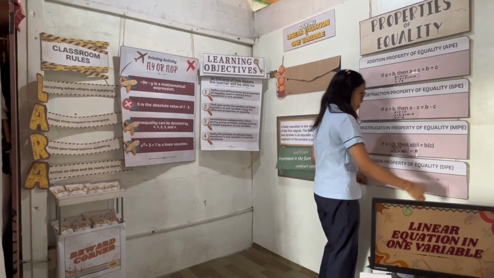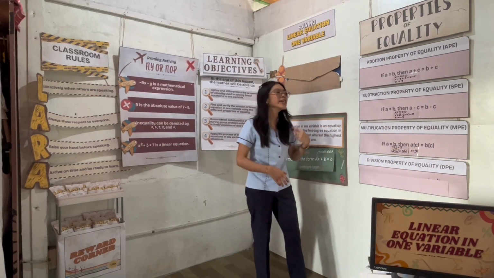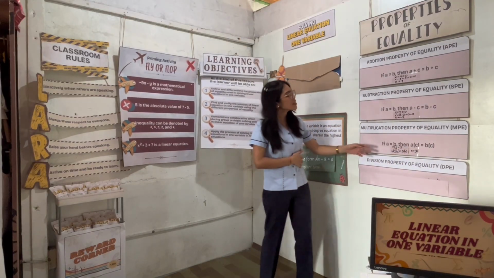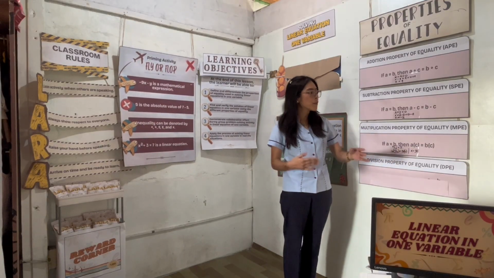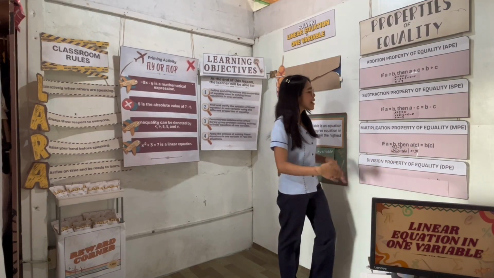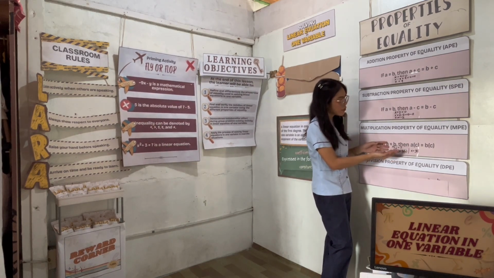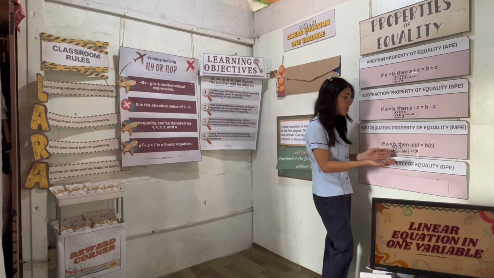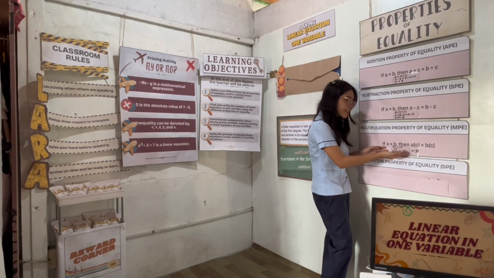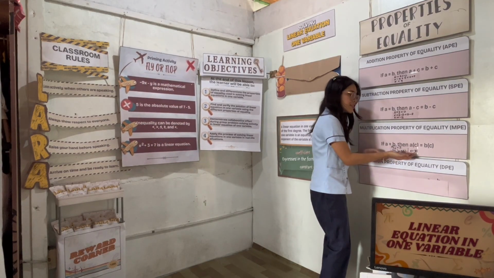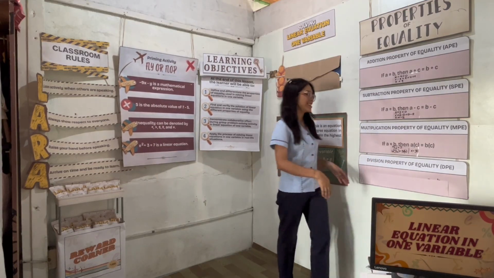For our third property of equality, we have the multiplication property of equality, or MPE. It says that if A is equal to B, then A multiplied by C is equal to B multiplied by C. For example, we have here x over 6 is equal to 5. To isolate the variable, we need to multiply the denominator to both sides of the equation, and it will give us the answer of 30. Are we clear? Very good.